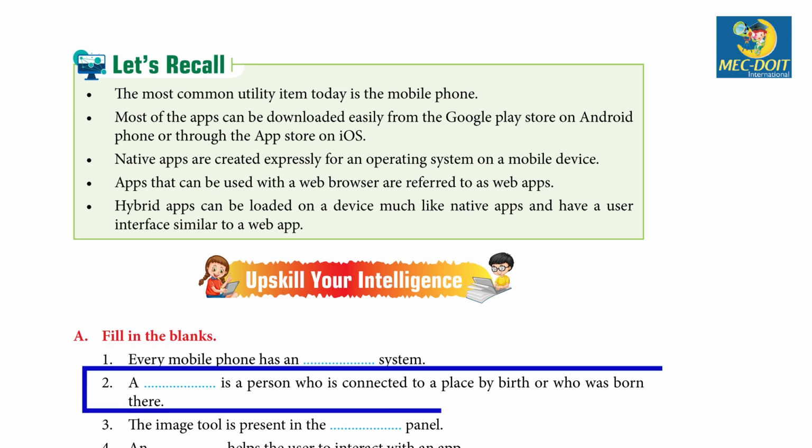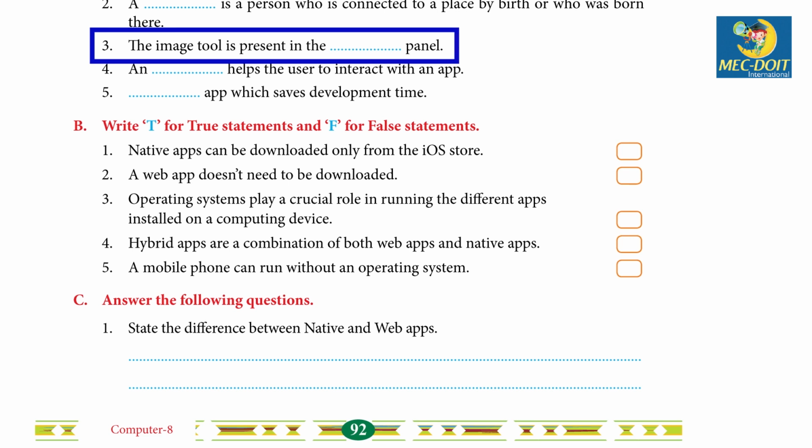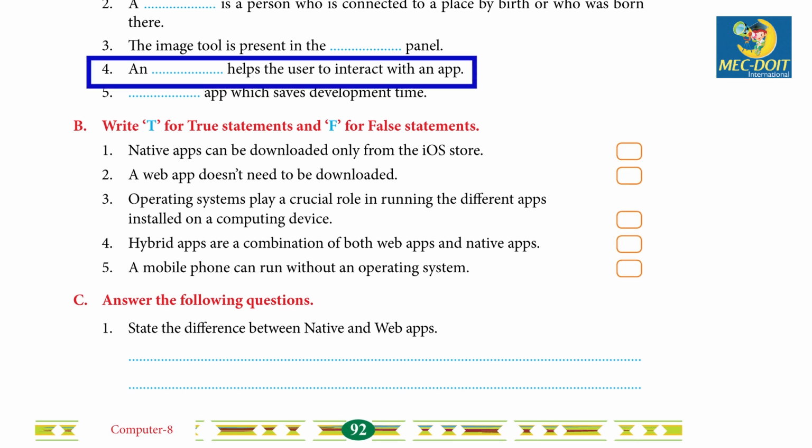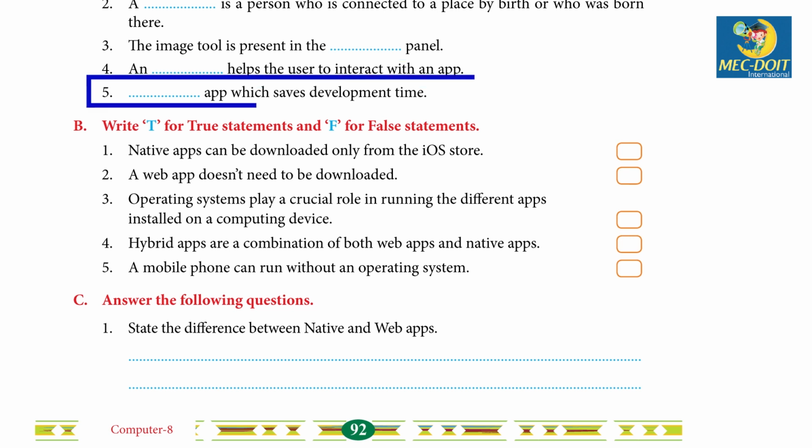2. A native is a person who is connected to a place by birth or who was born there. Answer: native. 3. The image tool is present in the design panel. Answer: design. 4. An operating system helps the user to interact with an app. Answer: operating system. 5. Web apps save development time. Answer: web.